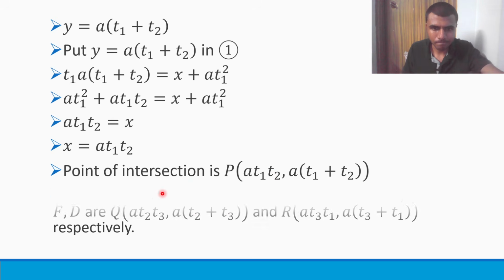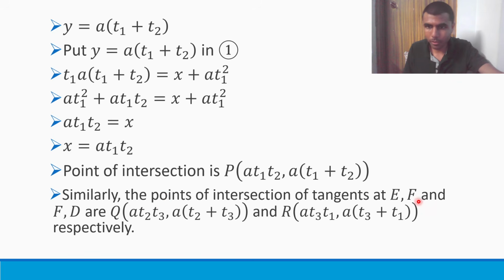Likewise, similarly the points of intersection of tangents at EF and FD are Q and R. See here 1 2, here 2 3, simple, you don't have to put in a lot of effort. Here 1 2 a t1 t2, here t2 t3, here t3 t1. So 1 2, 2 3, 3 1, cyclic order sort of, you can remember.